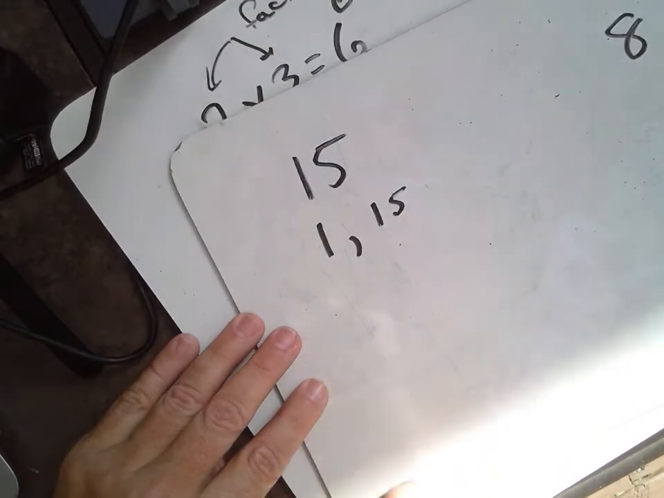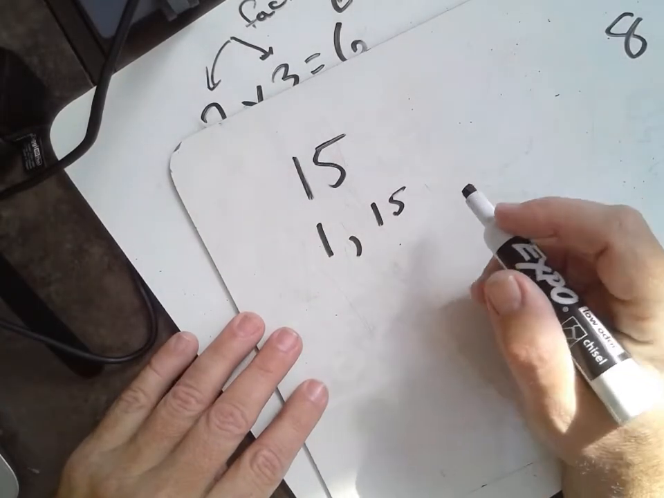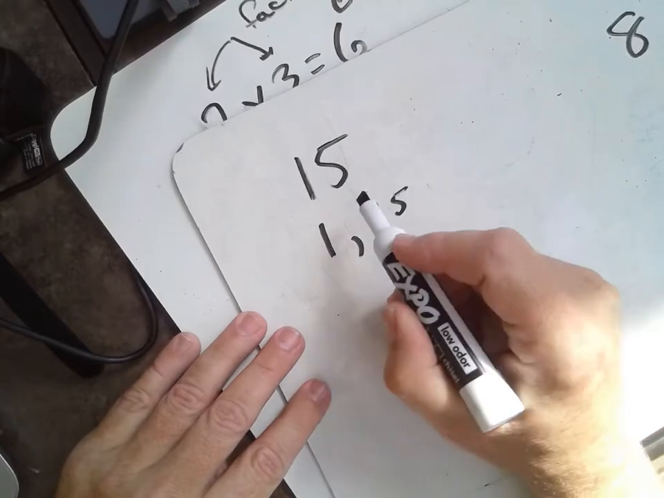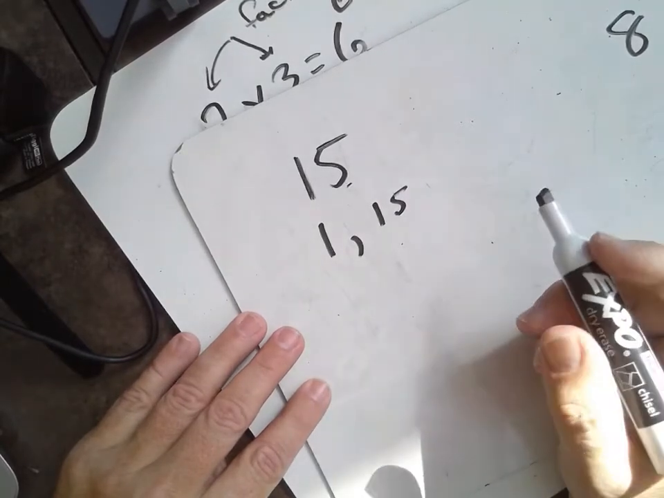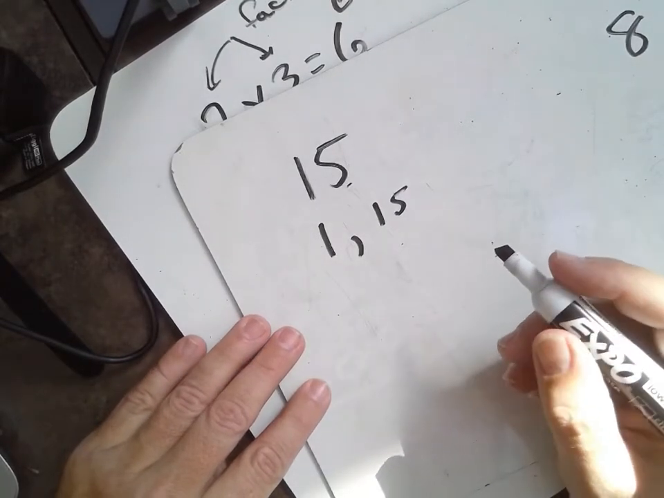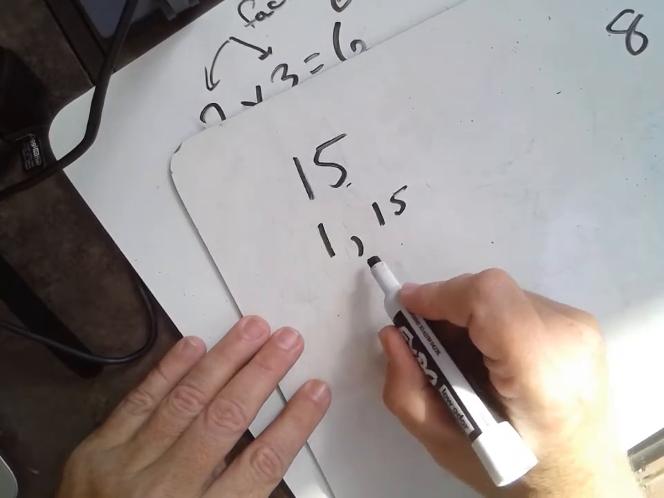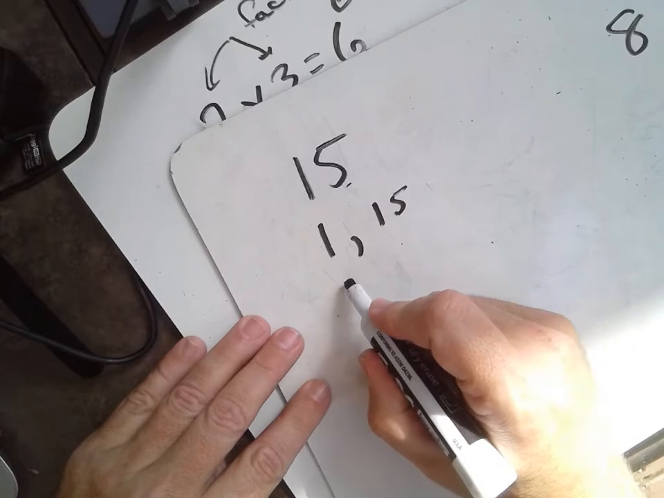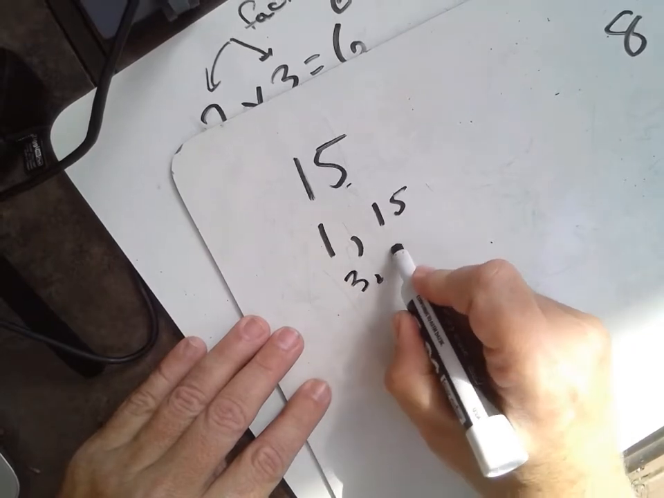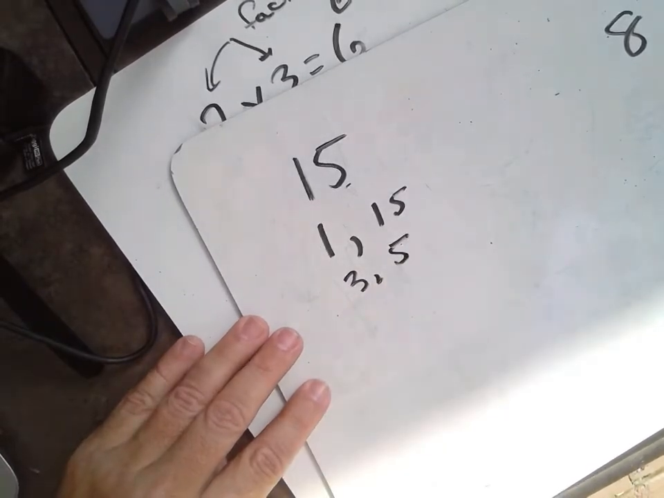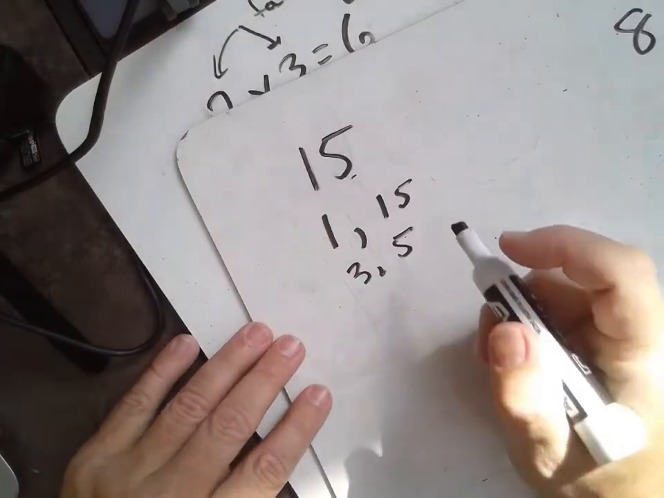So let me think about 15. I have to think of some of my rules of divisibility. I know that any number that ends in a 0 or a 5 is divisible by 5. So I know that 5 times 3 is 15. I'm going to write it this way: 3 and 5 are 15. Are there any other numbers that go evenly into 15?